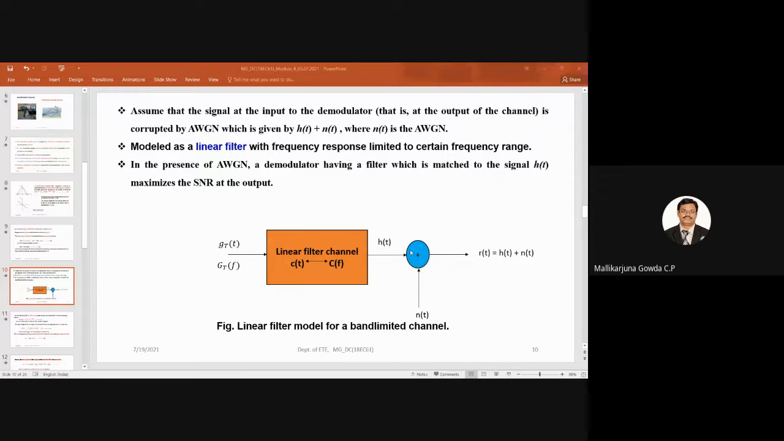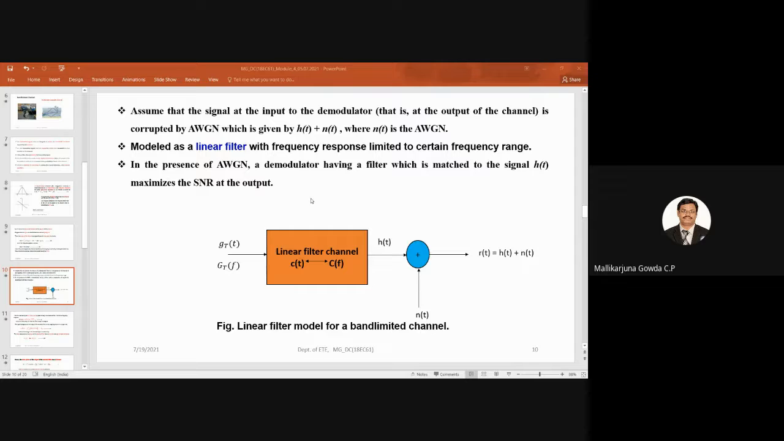We treat this channel as an additive white Gaussian noise channel. So the noise is added into the channel, and I denote that noise mathematically as n of t. Then the output, meaning the received signal, will be r of t, which is equal to h of t plus n of t. So the noise will be added to the output of the channel.